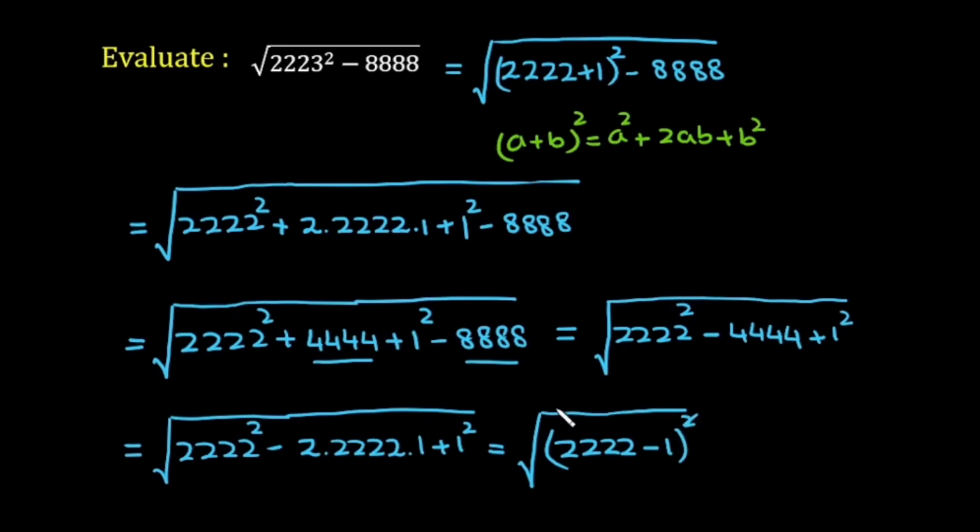This square and this square root will eliminate. So this is equal to 2222 minus 1. So this is 2221. So this is my final answer.